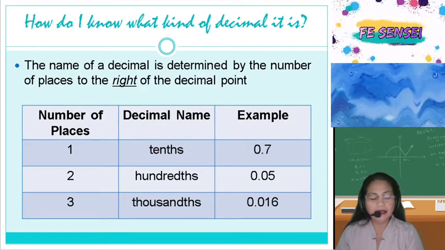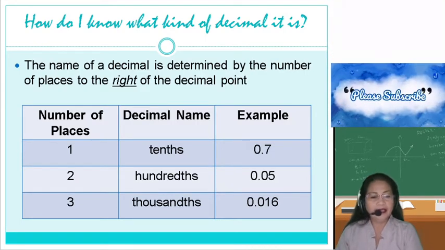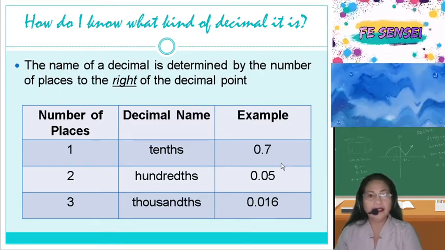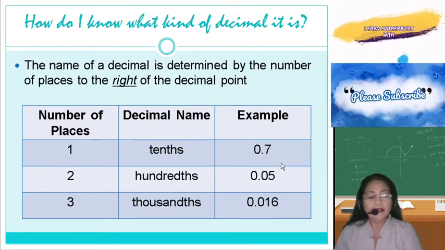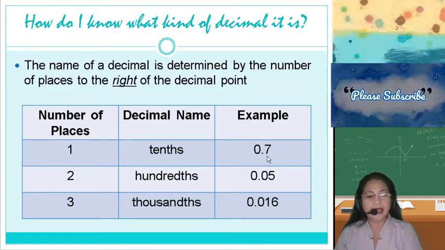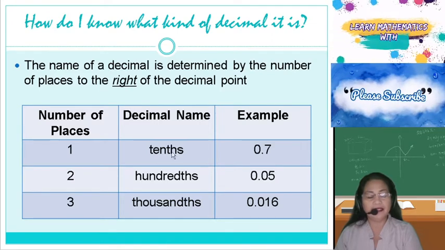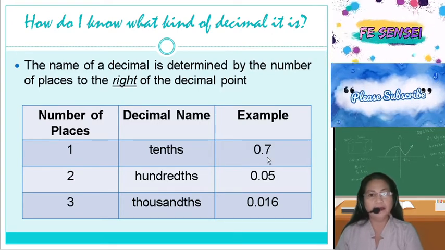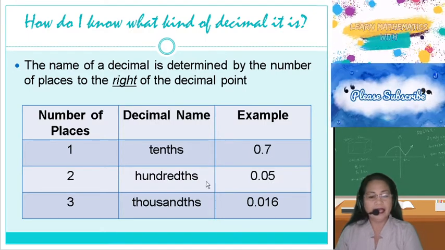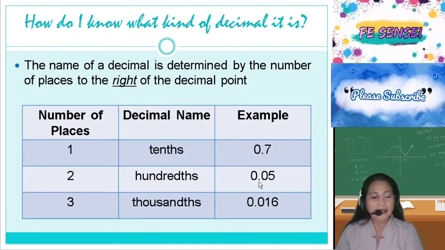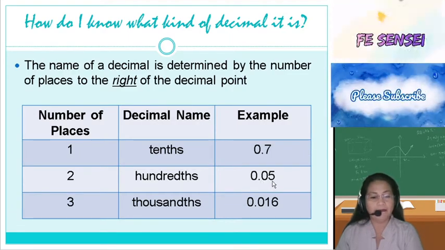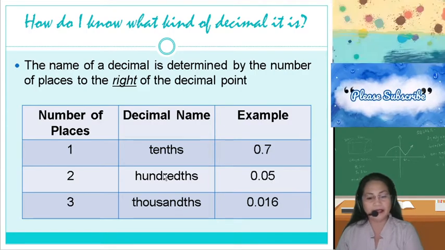In reading decimals, read the number, then say the decimal place. So this is 7, and the decimal place is tenths. So read this one as 7/10. This is 5, and it is two decimal places after the decimal point. So this is 5, then hundredths.